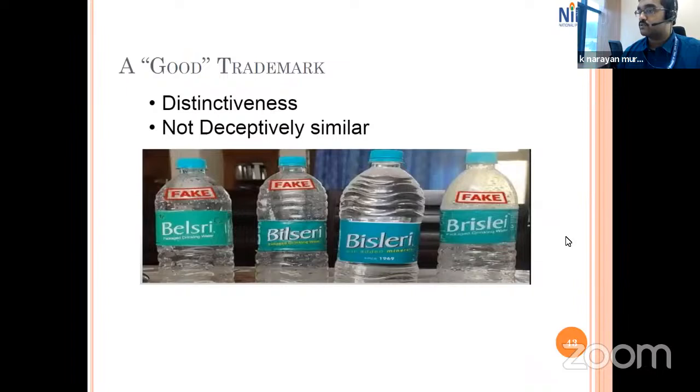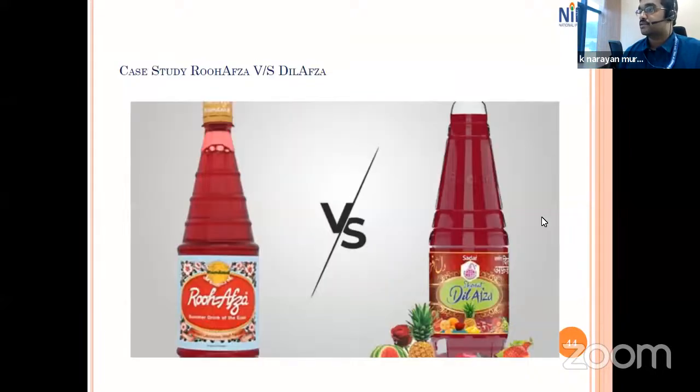We have more examples over here: Belsri, Bilseri, Bisleri, Brisley. So these are distinctive and not deceptively similar. Good, it's a good trademark. This you can see over here. Bisleri is the correct trademark. So it is distinctive in nature and not deceptively similar.